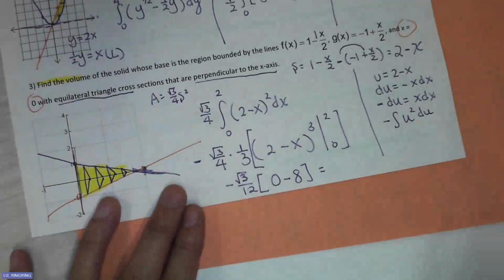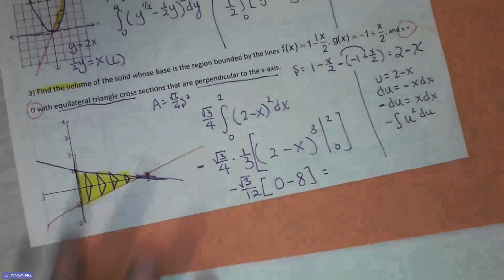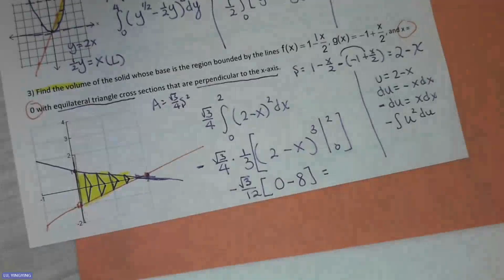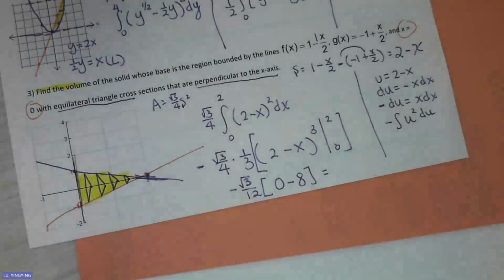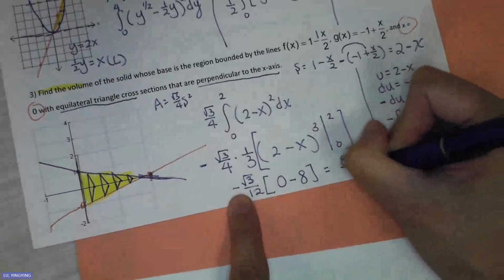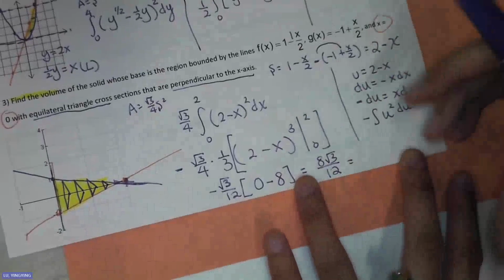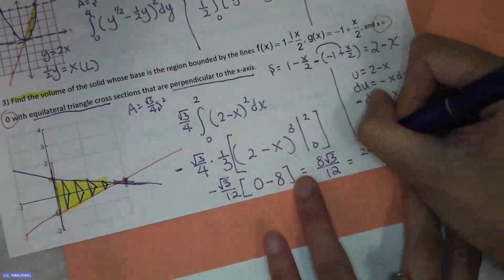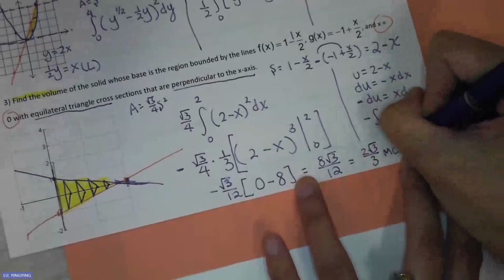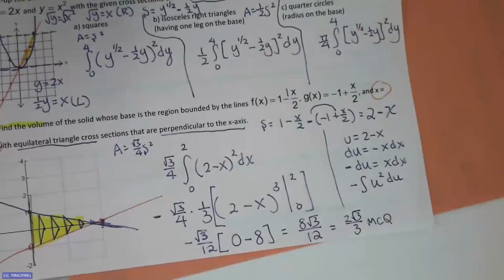I was just going to make sure you get it. Oh, make sure I did it right. Just fact check. I got negative 8 times this, which is 8 root 3 over 12, which is 2 root 3 over 3 if you simplify. Is that exactly what you get? Yeah. I did both ways though.